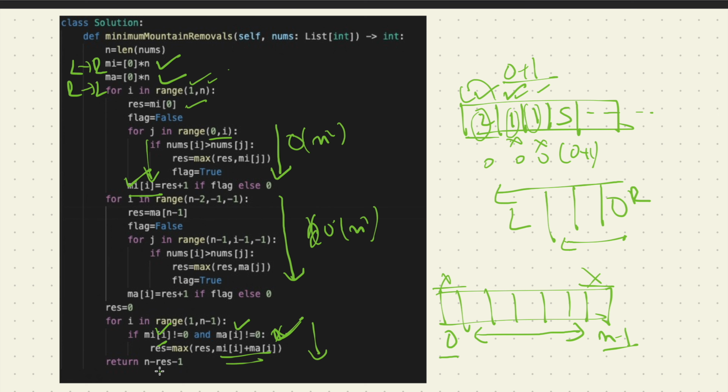And as we also need to get a hold of the peak element, we are also adding 1. So n minus result minus 1. So that's the result, and that's the value that we return.